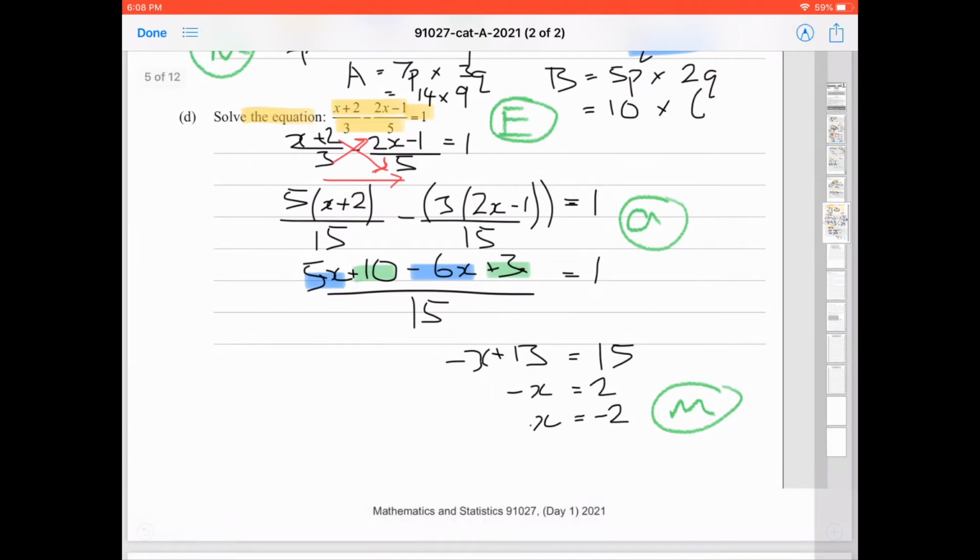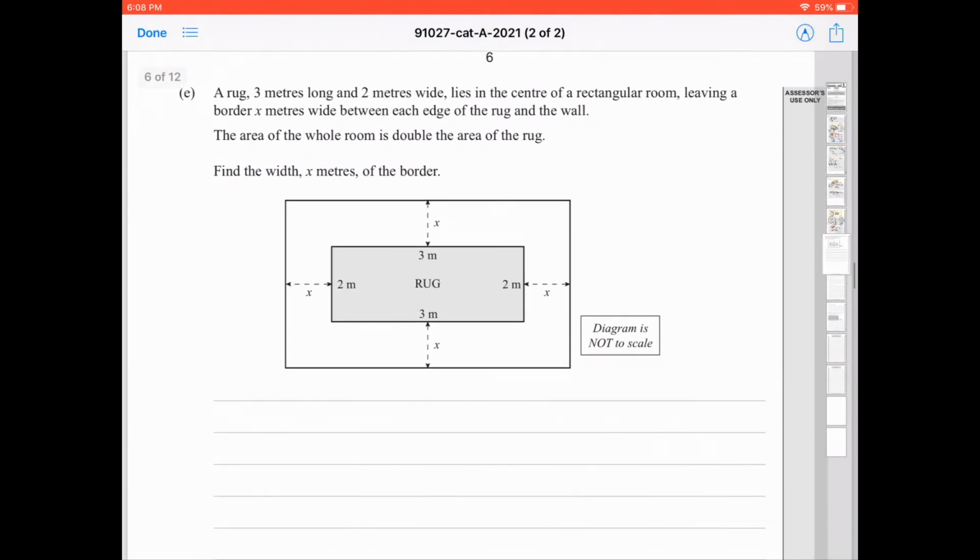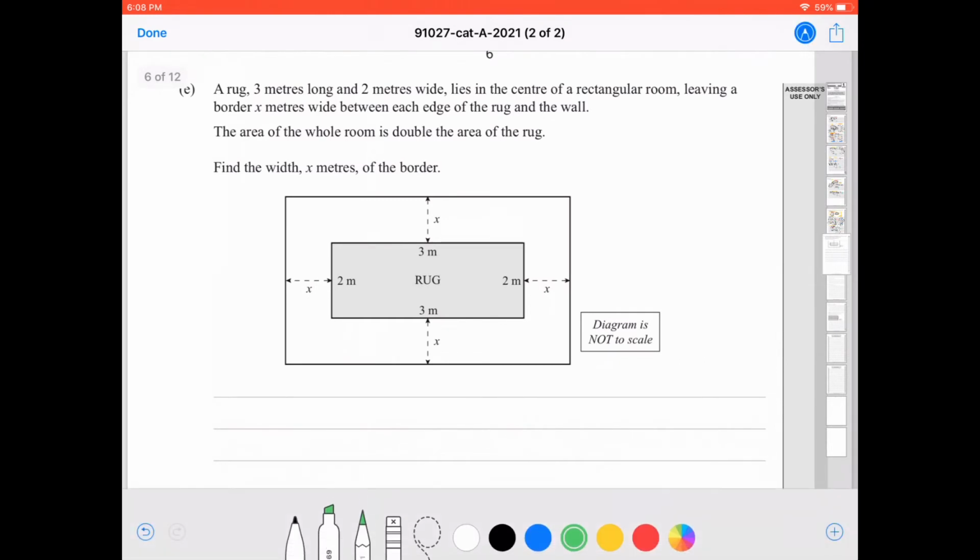Okay, question 2E now. A rug 3 meters long and 2 meters wide lies in the center of a rectangular room, leaving a border x meters wide between each edge of the rug and wall. So at every point here, this is basically a distance of x. The area of the whole room is double the area of the rug.